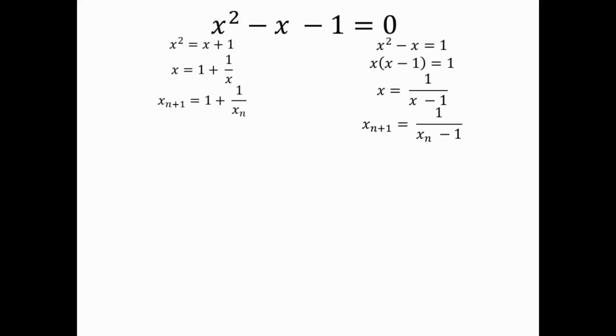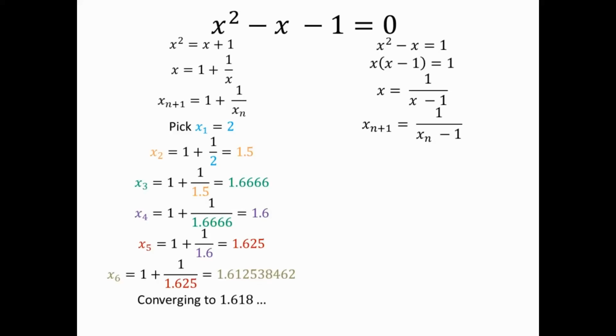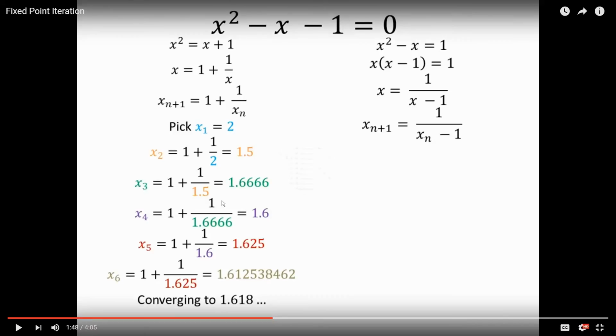First, the left side. We'll pick x sub 1 to be a value of 2. Plug that into our equation to find x2, which turns out to be 1.5. Plug x2 into our equation to find x3, and so on and so forth. It looks like these values are converging on the value 1.618. So all we do is pick some value, hopefully near the root, and then run through a series of iterations, where the next value is based on the previous one: we take that value, plug it in, and keep going.